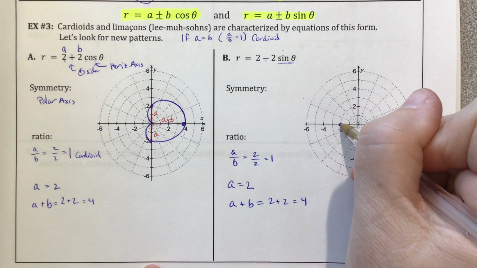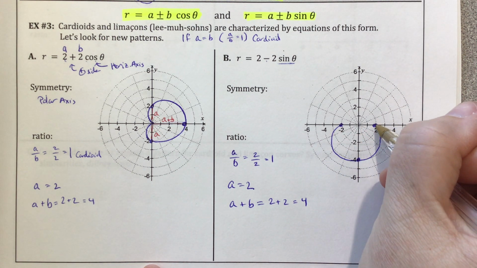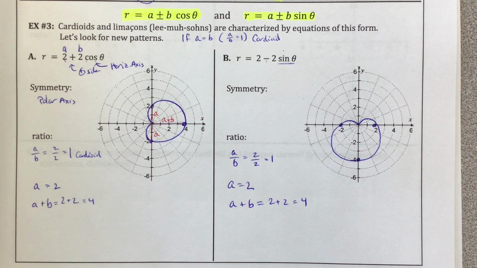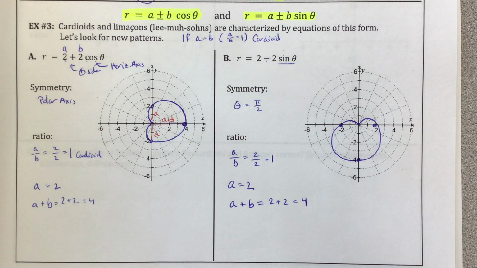So I'm going to go round like this and as round a graph as I can through these points, and then I'm going to pull in toward the center here and pull in toward the center here. This graph has symmetry with respect to theta equals pi over 2, that vertical axis, because it was a sine. That's like having y-axis symmetry.